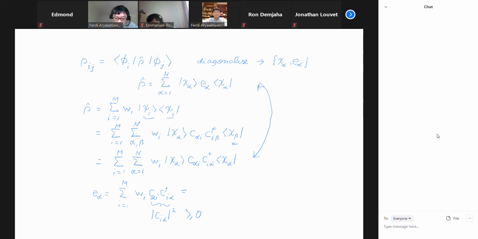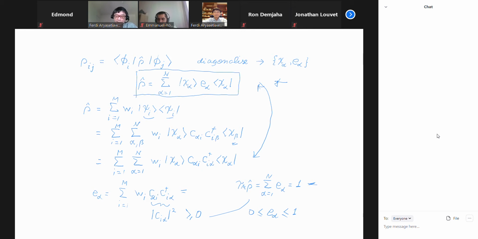And we also know that the trace of rho must be equal to 1. If you look at this expression here, that is just equal to the sum over alpha from 1 to n of E alpha, and that is equal to 1. So it follows from this that E alpha must be first of all positive, and because the sum of these is equal to 1, then it has to be less than or equal to 1. So this shows that the eigenvalues of the density operator are positive definite and less than 1.